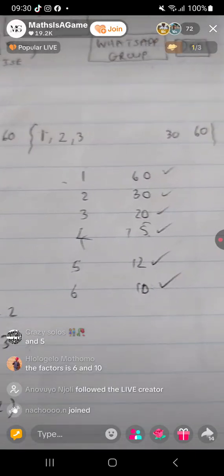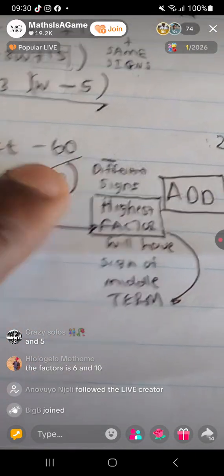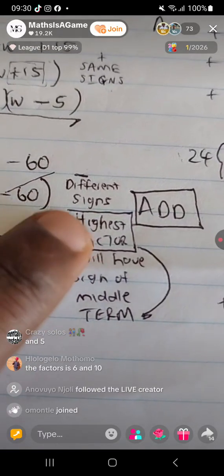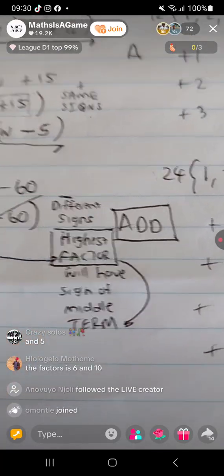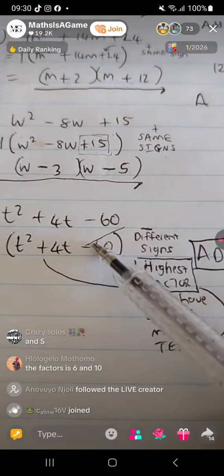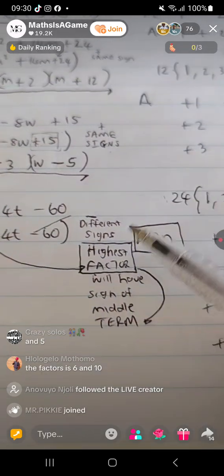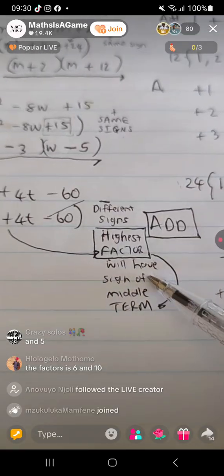Remember what I said to you. I said the negative means different signs. Then I indicated to you that the highest factor will have the sign of the middle term. This only applies when the constant is negative. The highest factor will have the sign of the middle term.